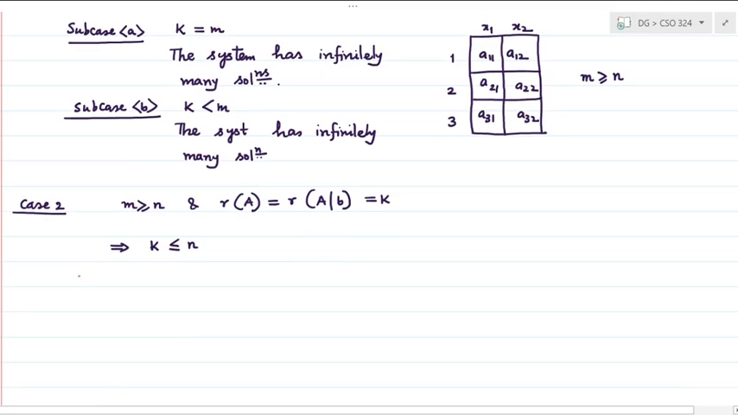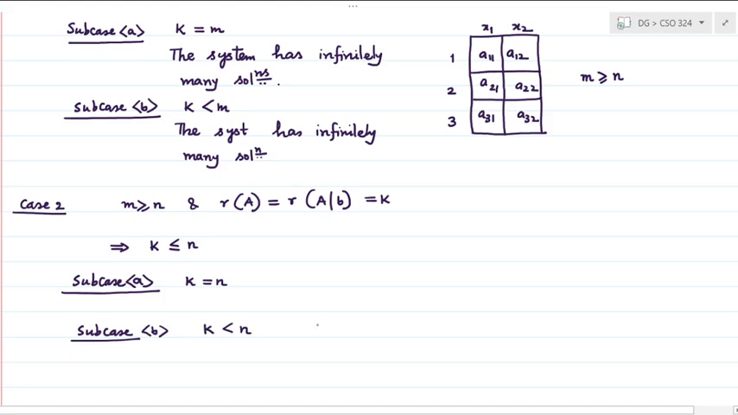And in this case again you will have two subcases. The first subcase is k equal to n, and the second subcase is k less than n.